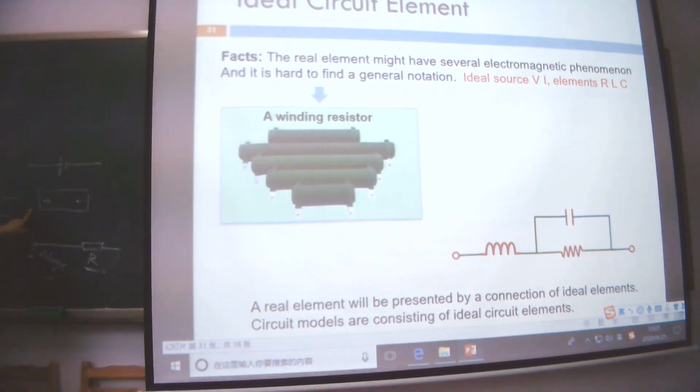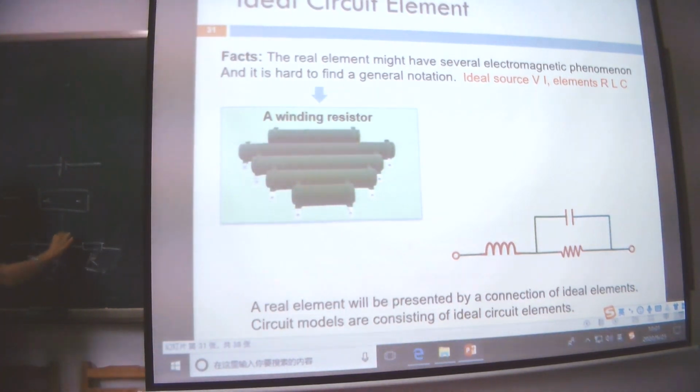For the real one, we need to do one more thing. What is it? Because the battery inside has a resistance. Our circuit analysis is just for ideal elements, not for this. So from this one to this one, we need to make an ideal model of it. Understand? This one is the circuit model. This one is the real element.